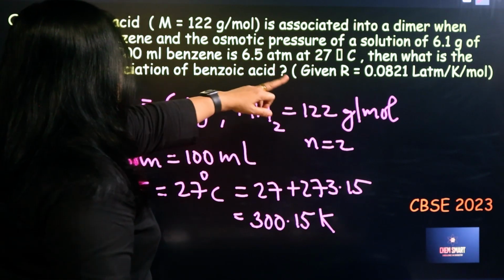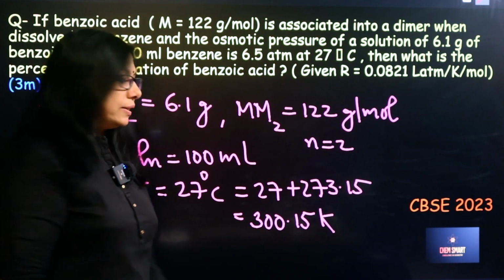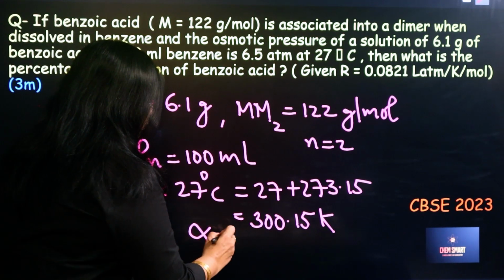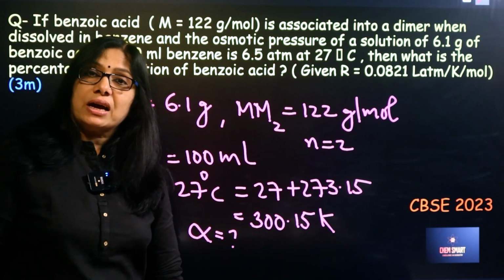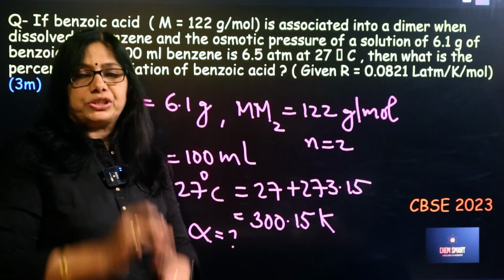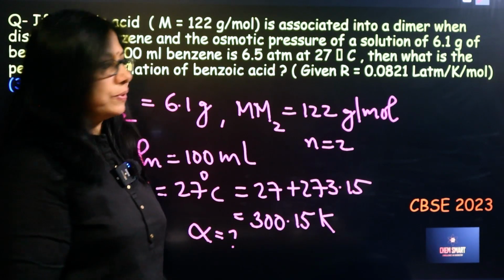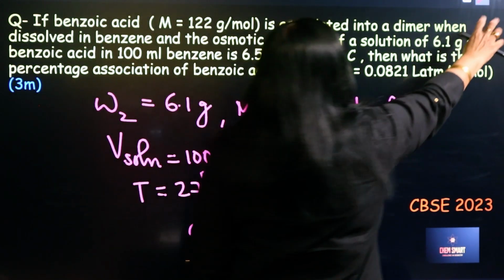Okay, then you are asked to calculate the percentage association. That means you have to calculate alpha. Once you get alpha, the degree of association, multiply it by 100, and you will get percentage association. So let us put these details into the formula.